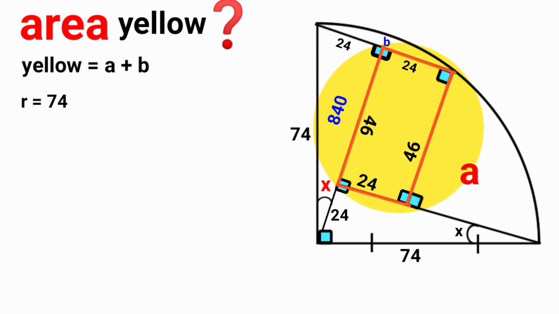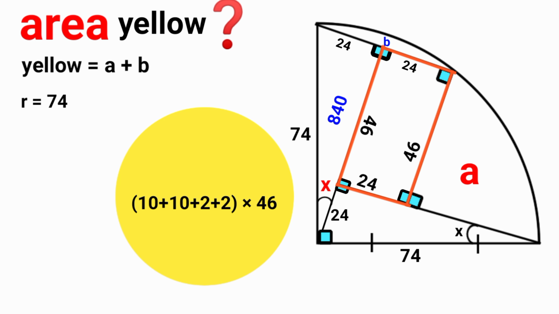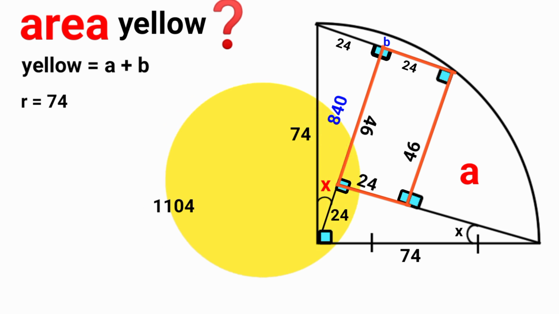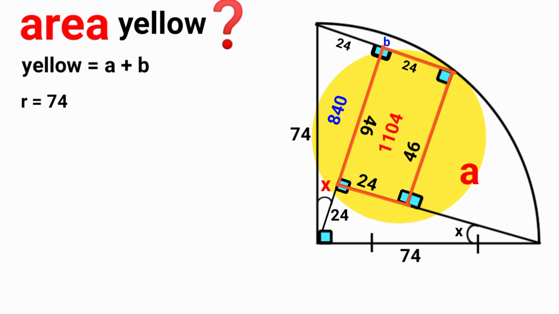Now look at this rectangle. The area will be the product of the length of this side and this side. So its area is 24 times 46. 24 is 10 plus 10 plus 2 plus 2. 10 plus 10 plus 2 plus 2 all multiplied by 46 is 460 plus 460 plus 92 plus 92. 460 plus 460 is 920. 92 plus 92 is 184. 920 plus 184 is 1104. So the area is 1104.